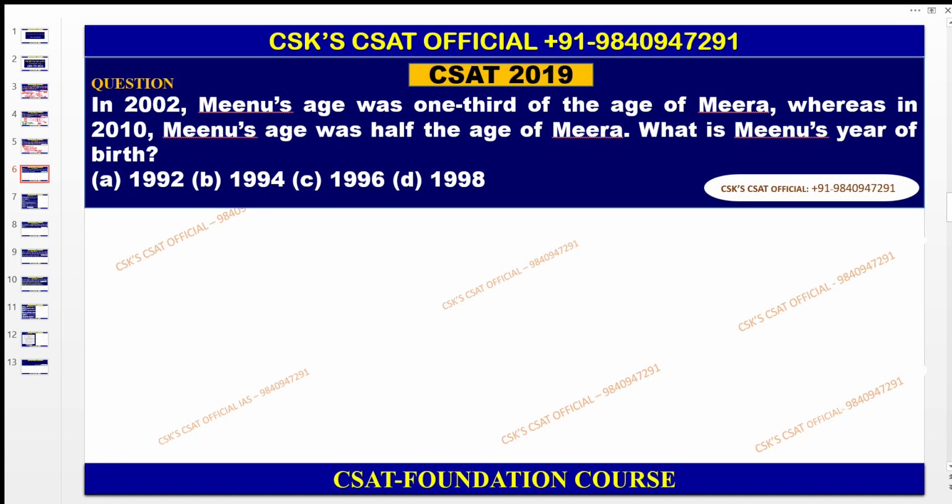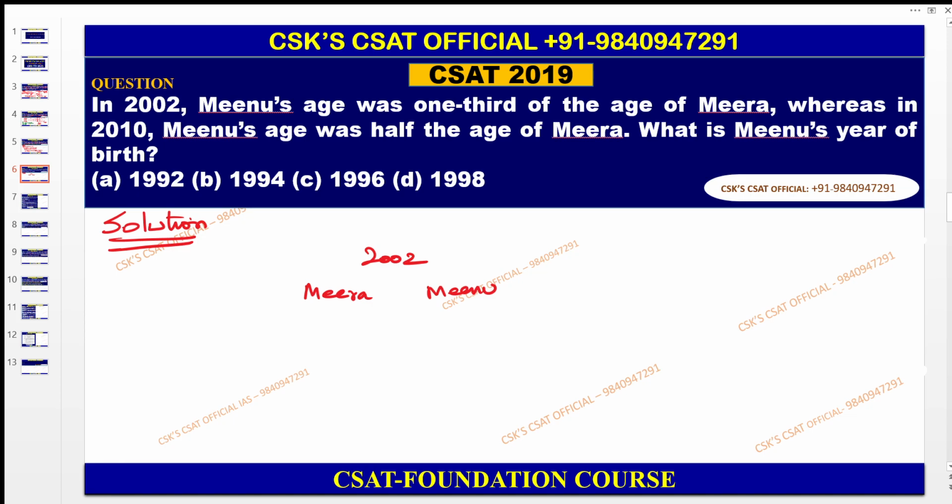Now this is applied with, you may take it as, a calendar plus age question also. In some applications you have to be careful. Now, a simple question. In 2002, let us take it this way, 2002, Minu's age was 1/3 of the age of Mira. So let us take this as Mira, then this as Minu.